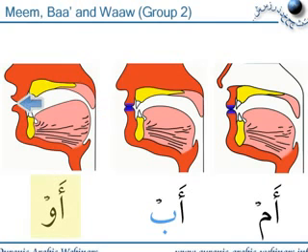And then we have "aw, aw". With the waw, you'll notice that you make a small circle with the lips, and it's the outer right and left side of your lips that come together. "Aw."